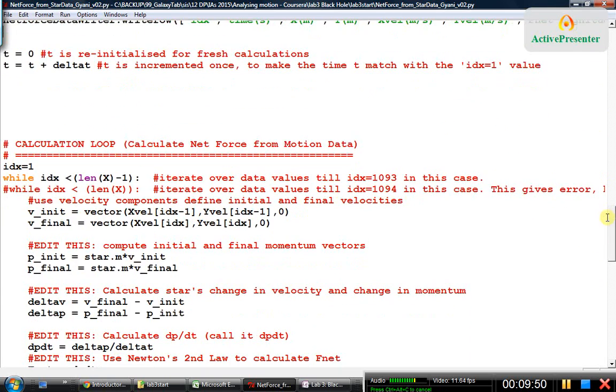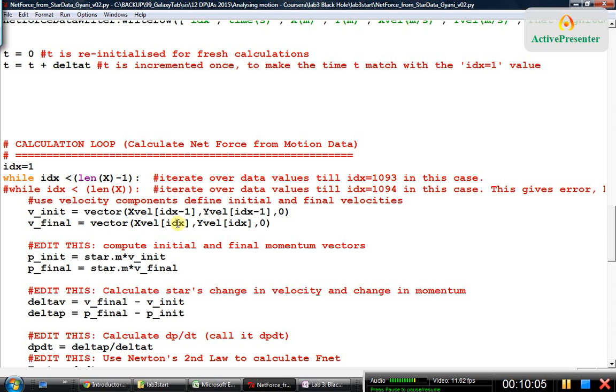So while finding the net force, I want my index to start with 1, so that my initial velocity would be whatever is the value stored in the zeroth row, and the final velocity would be whatever is the value stored in the first row.